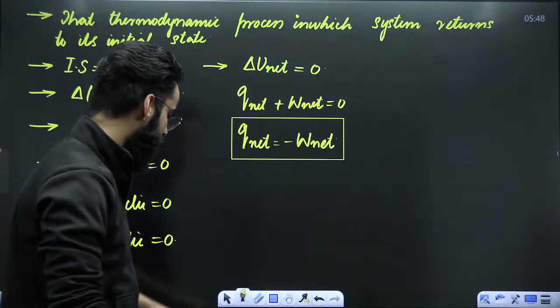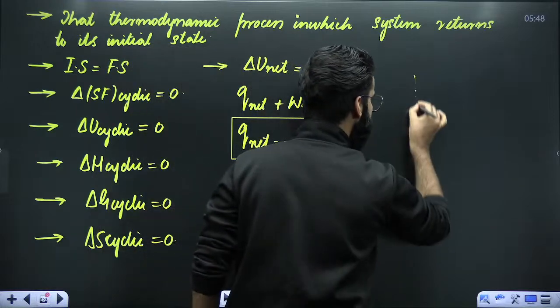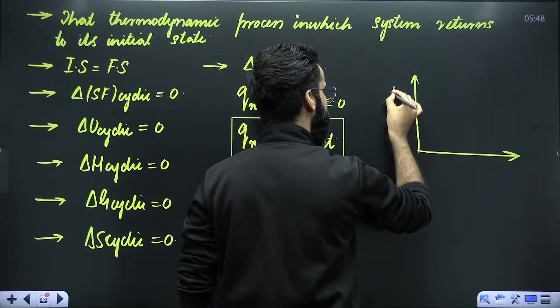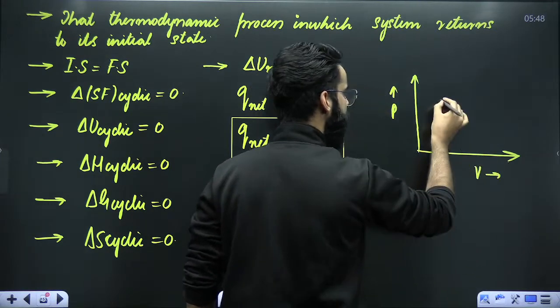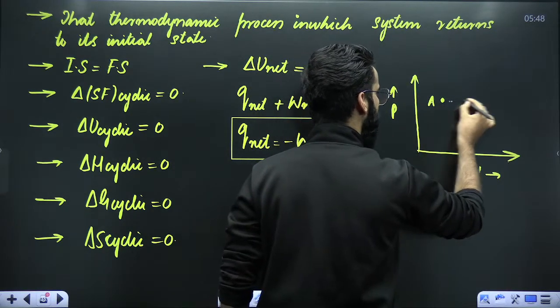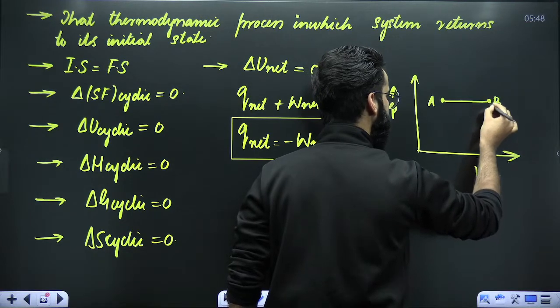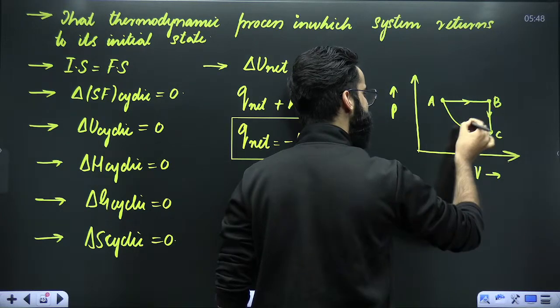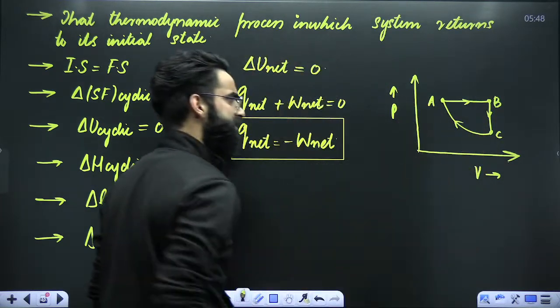This is one statement. One more statement. A few minutes back, if you remember, we have drawn a cyclic process like this. This was your pressure, this was your volume. You started from point A. From point A, you reached point B. From point B, you reached point C. From point C, you again reached point A. So this was my cyclic process.